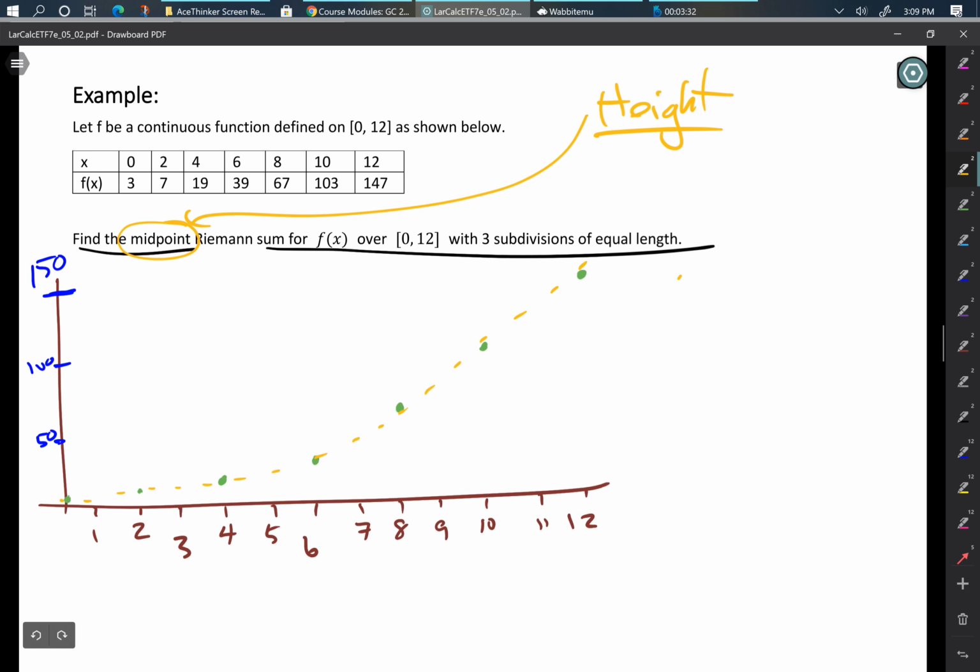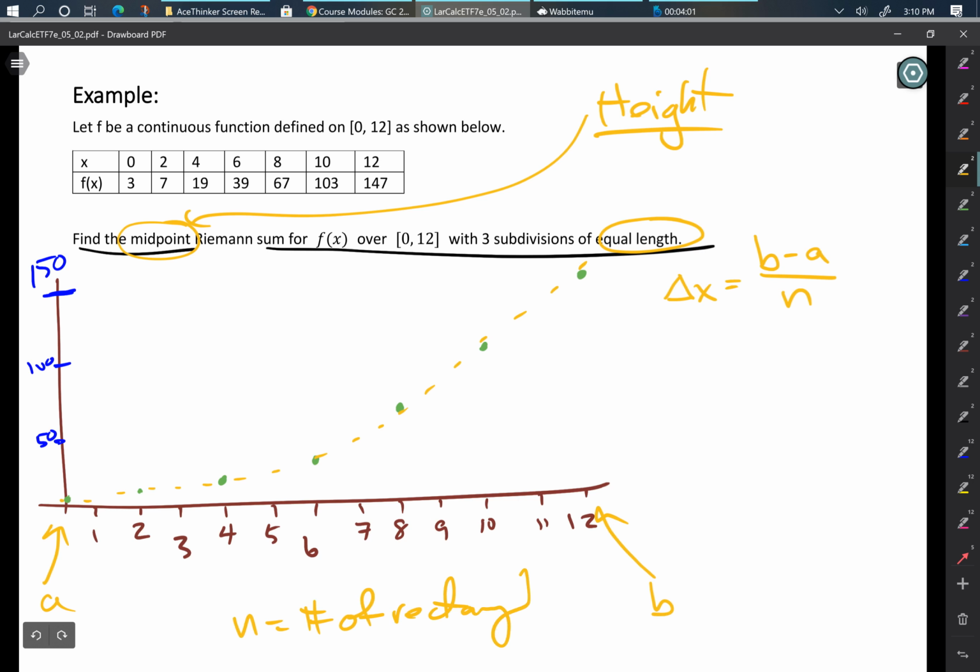Okay, so I'm going to start introducing some notation. We're going to use delta x to represent the width of the rectangle. And delta x, the width of the rectangle, when they are of equal length, is always b minus a over n. Where the left-hand edge we call a, the right-hand edge we call b, and n is the number of rectangles. So for this specific problem, that's 12 minus 0 divided by 3, which is 4. So every rectangle is going to have a width of 4.